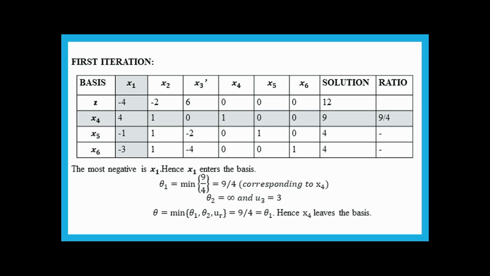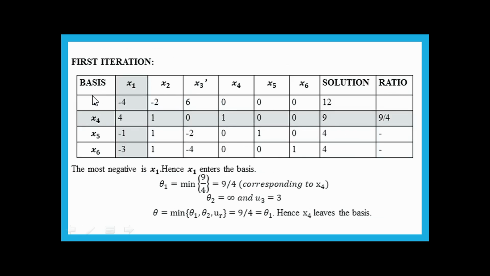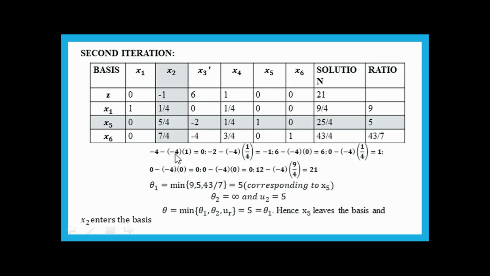Here x4 leaves the basis. We can divide the x4 row by 4 to convert the first iteration. 4 by 4 is equal to 1, 1 by 4 is equal to 1 by 4, 0, 1 by 4, 0, 0, 9 by 4, we get. For other values, we can calculate using the formula old value minus pivotal element into new value. Here, z has minus 4, minus of pivotal element minus 4 into new value 1 equal to 0. We can calculate in the similar manner to get the values of z. In the similar manner, we can calculate x1 and x6 also.